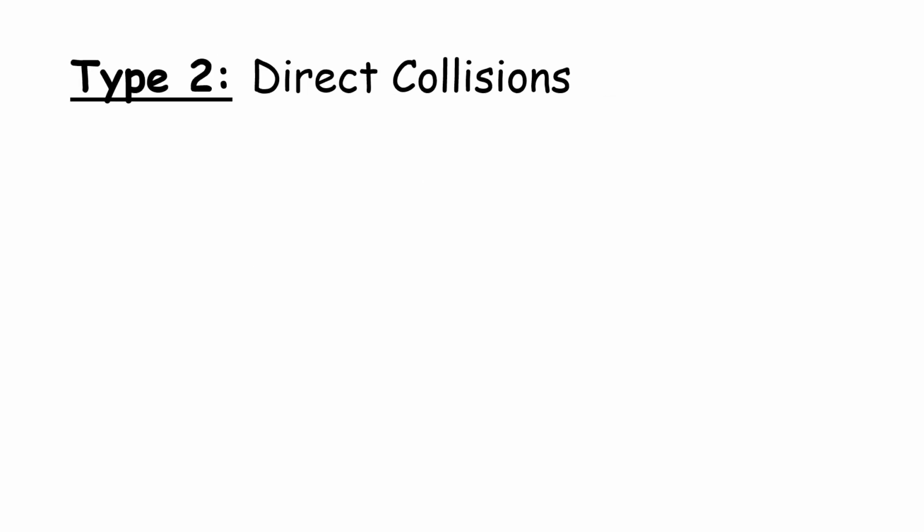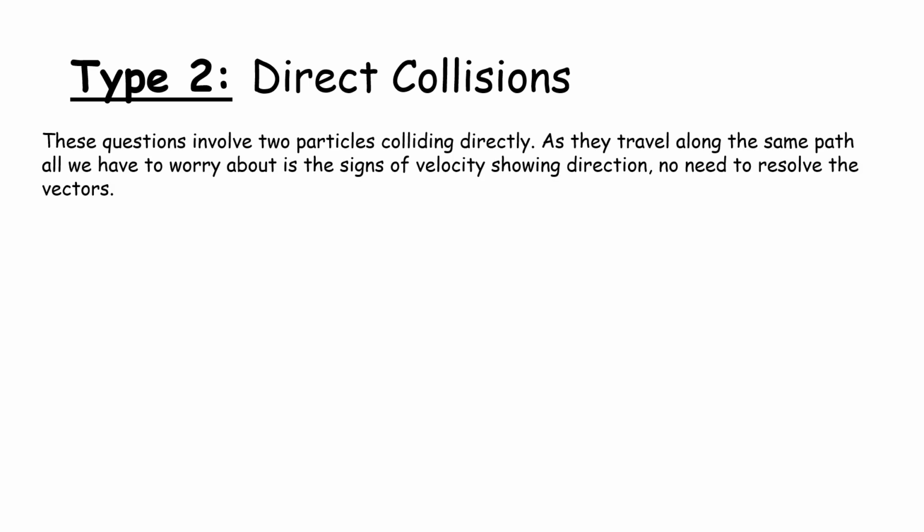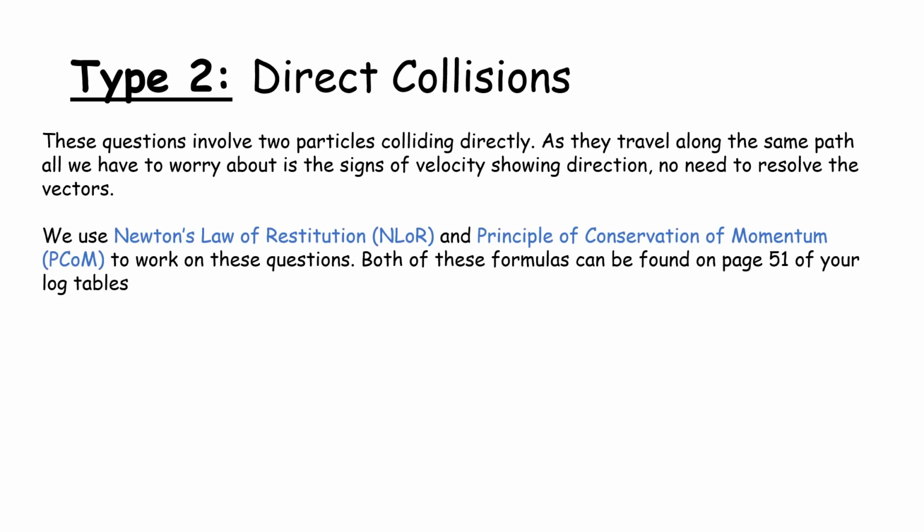So just a little bit of background about direct collisions before we get into some examples. These questions involve two particles colliding directly. What that means is they will either be one stopped and one is moving, or they will both be travelling along the same path. So although we are worried about the signs for velocity, we don't have to think about resolving it. We're going to use the Newton's law of restitution and the principle of conservation of momentum.